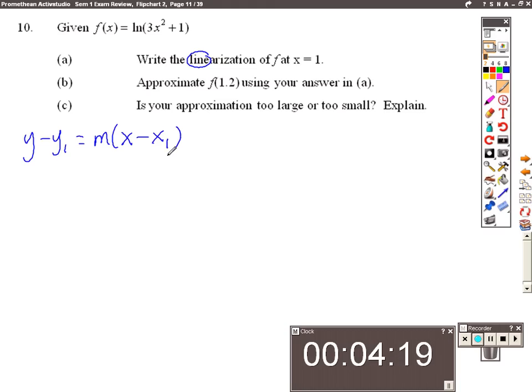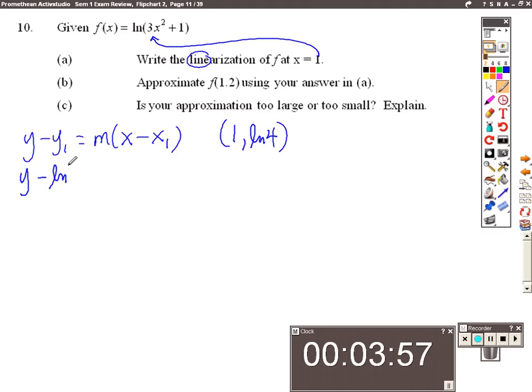So we're going to need a couple of things here. First of all, we have an x value, and we're going to need the y value. So 1 goes into the original function, and 1 squared is 1 times 3 is 3 plus 1 is 4. So the y value is the ln of 4, which is a perfectly fine number. You don't need to go to the calculator and do anything with that. So far I have y minus, substituting in my y value, ln of 4. I don't know the slope yet, but I'll get it in a second, x minus 1. So I have the first part of my equation done.